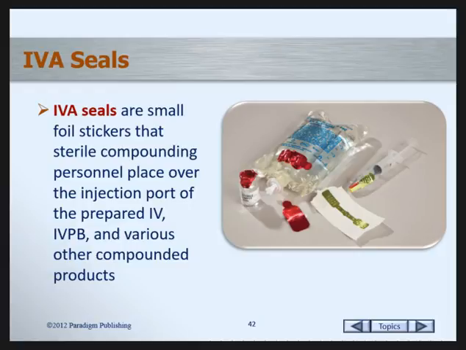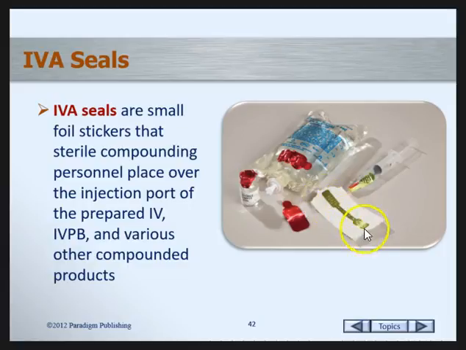So we've got a couple of different seals here. This is the common IVA seal that we will be using. They can go over the injection port. In this case, you see it over a button injection port, but they fold over and are used on a tail injection port. Just to remember what we're doing, we commonly call it "diaper the baby."